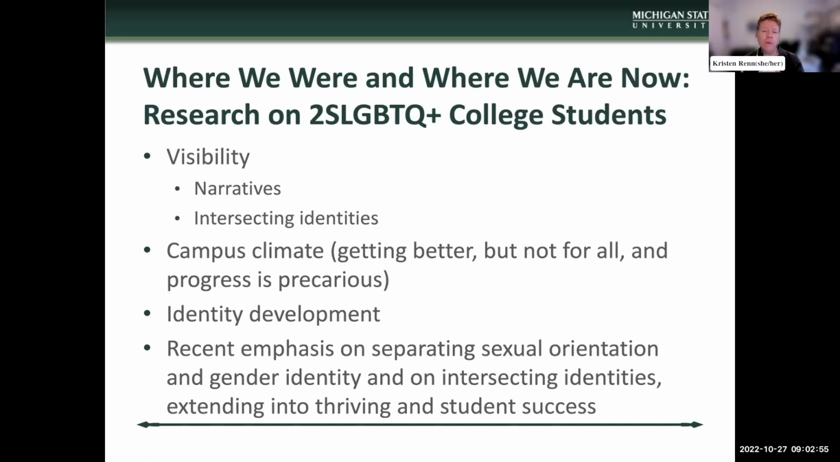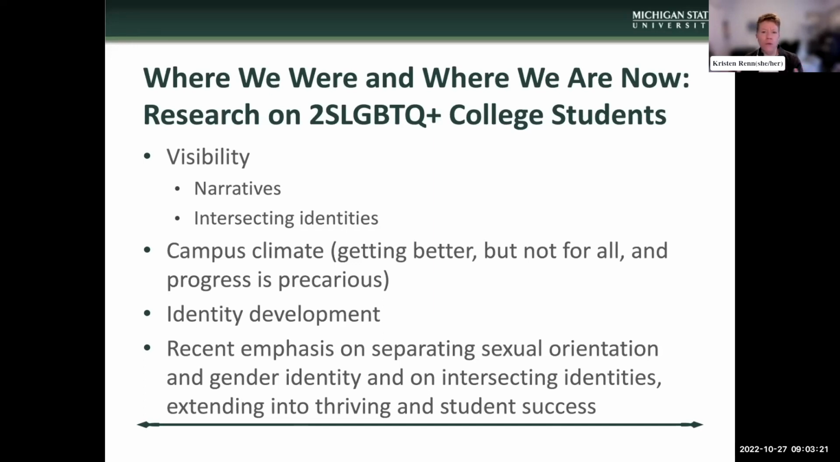And then there is a recent emphasis in the literature on separating sexual orientation and gender identity. So we're not just having studies of 2S LGBTQ+ students as a whole group. We're getting emerging work on trans students alone or bisexual students. Asexual student research is coming forward. So we're beginning to get a little more separation in the research, which I think is really helpful, as we can get more specificity. And then more, of course, on intersecting identities.